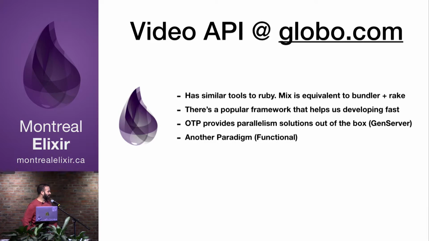Then we decided to rewrite that really critical route in Elixir. Overall, Elixir has tools similar to Ruby's: Mix is really equivalent to Bundler and Rake. There's also a really popular framework that helps us develop really fast, Phoenix. And of course, there's OTP, which provides parallelism solutions right out of the box, like GenServers.